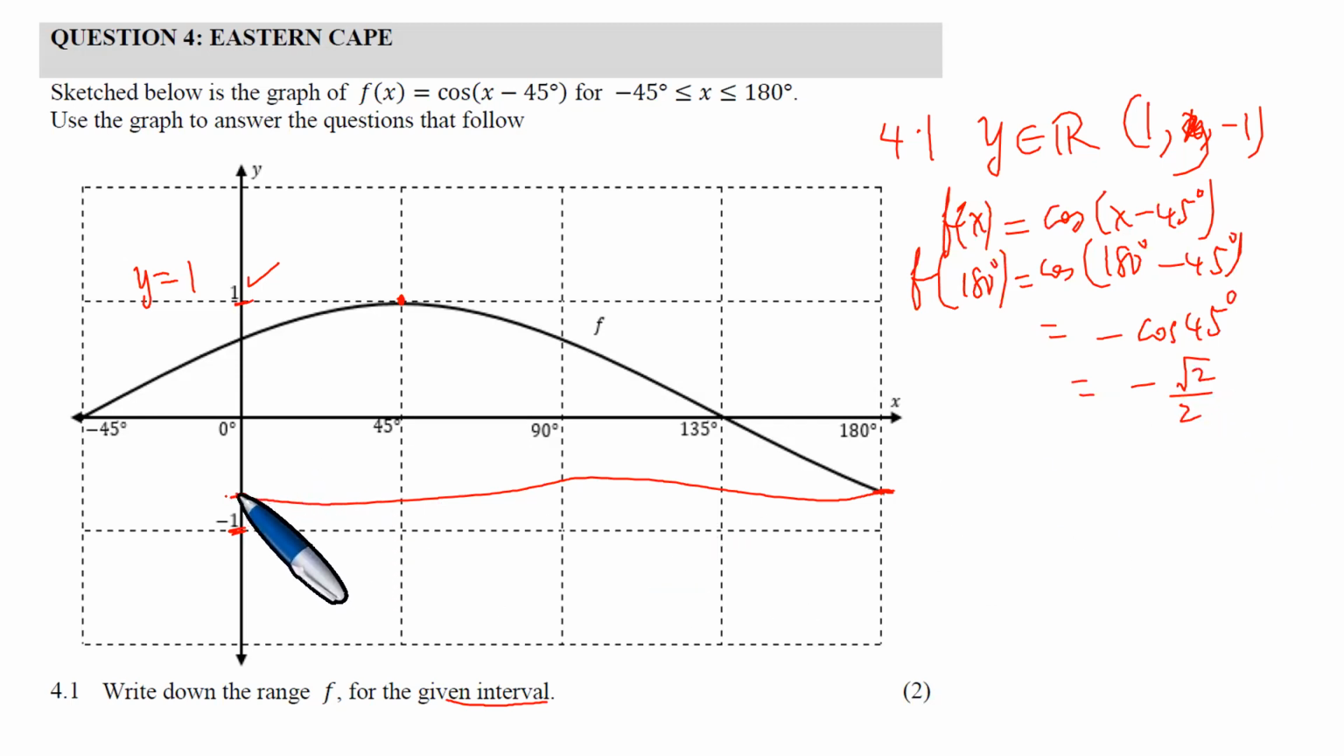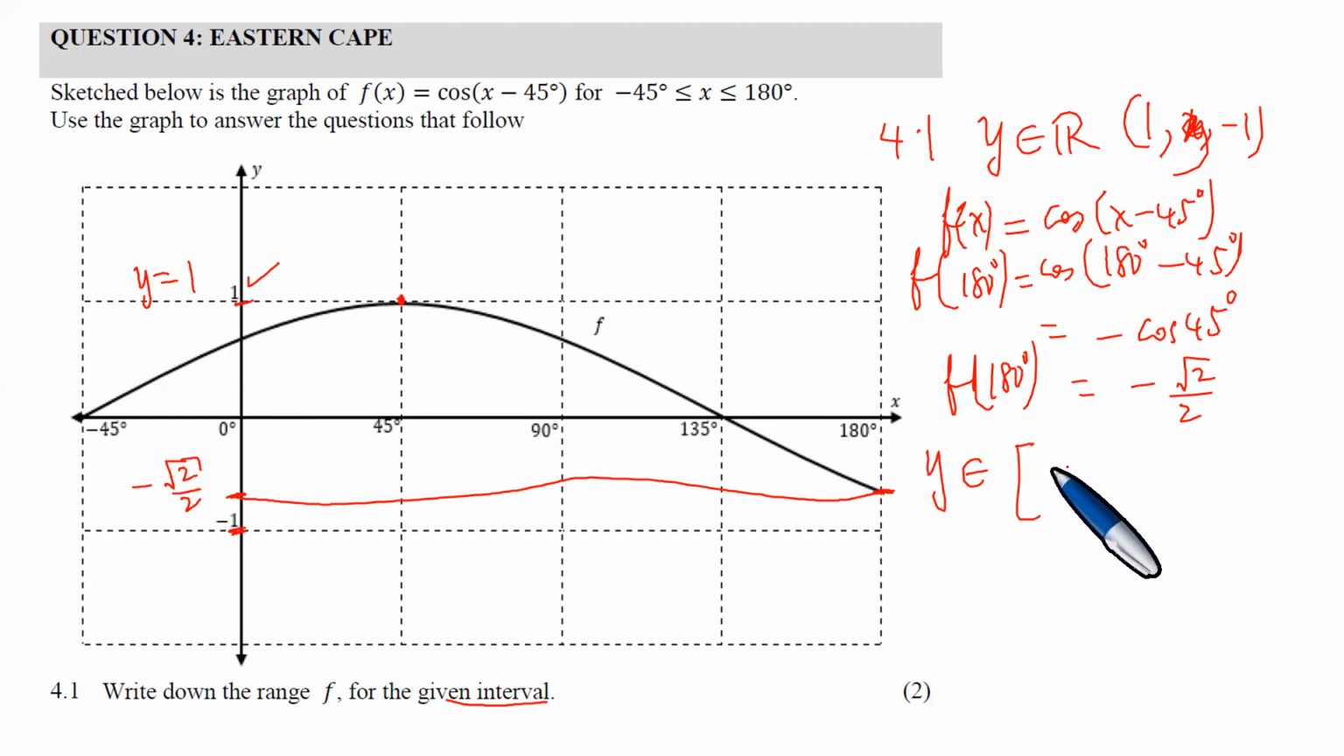Right. So in other words, what we have here is minus the square root of 2/2. So what is then the range of this function? Clearly the range is all y values, starting from the bottom to the top. It's going to start from minus the square root of 2/2, and then go up to 1. Like that. Any question?